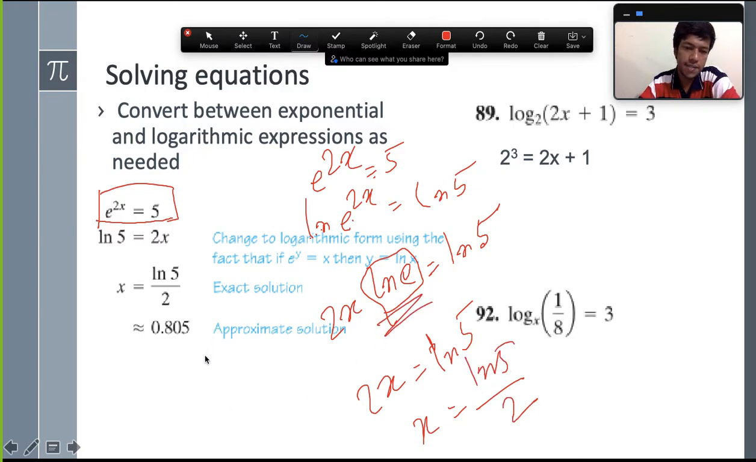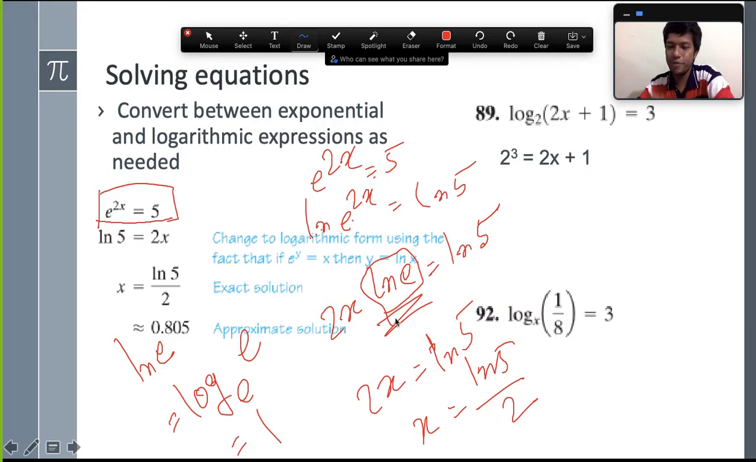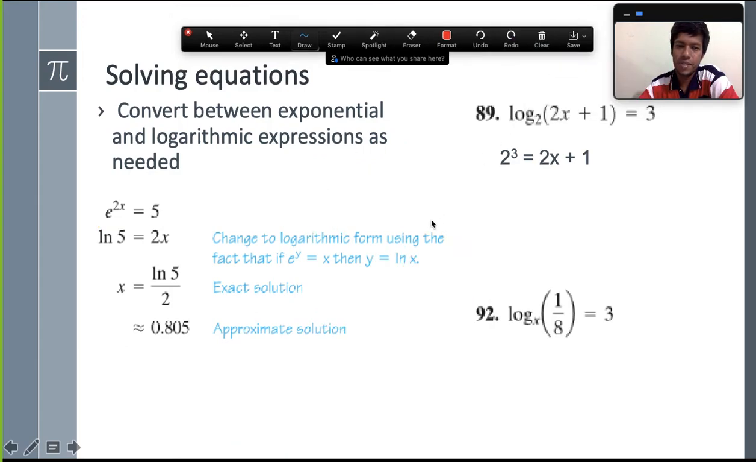Why do ln and e cancel out? The reason is this: ln e means log e base e. Cancel out means this basically is 1. That's why it all of a sudden evaporates from here. Evaporates, you know, it becomes air. So it goes out this way. Then ln 5 divided by 2, you do it in the calculator. The calculator gives us this answer.